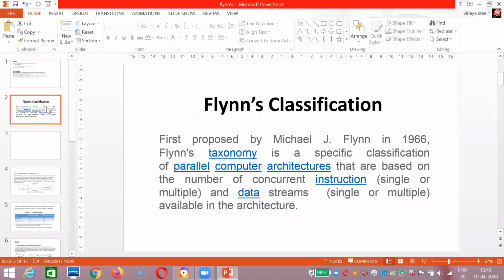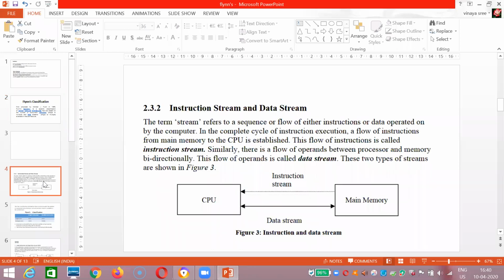I don't want to read whatever is there in the slide. So we will take a brief look at what we have discussed till now. Flynn's classification is based on two main concepts called instruction stream and data stream. The instruction stream is unidirectional and the data stream is bidirectional.